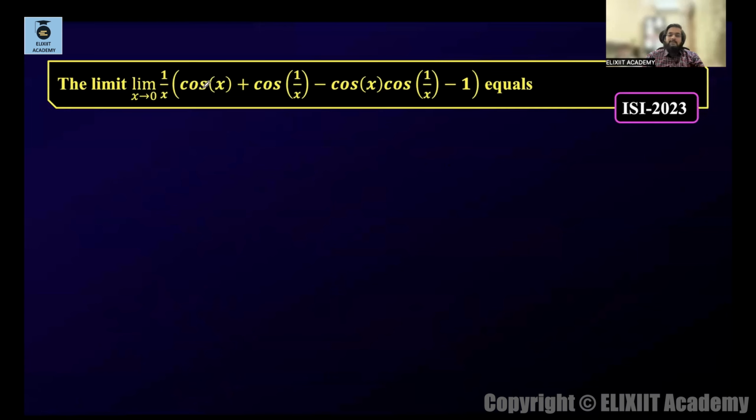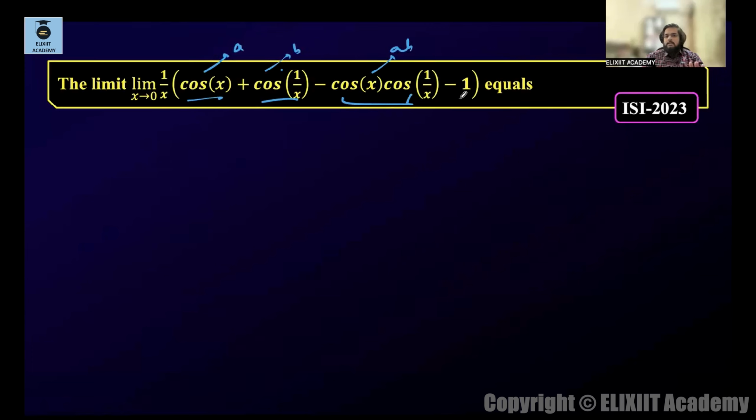Very carefully see how they have designed the question. We have 1 by x times cos x, then cos 1 by x, and then we have the product of the first two terms. Here we have cos x, here we have cos 1 by x, and then we have minus cos x into cos 1 by x. The product of the first two terms is given. So if you consider this to be A and this is B, then this is AB, right? And then we have one constant given, minus 1. So minus AB and minus 1.